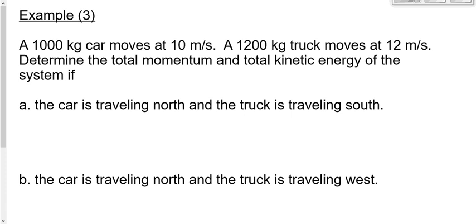Okay, we want to find the momentum and kinetic energy if the car is traveling north and the truck is traveling south, and then if the car is traveling north and the truck is traveling west. I want to say the total momentum is equal to m1v1 plus m2v2. Does that make sense? You can calculate them separately if you want, or we can just put it into one equation like that. It doesn't really matter.